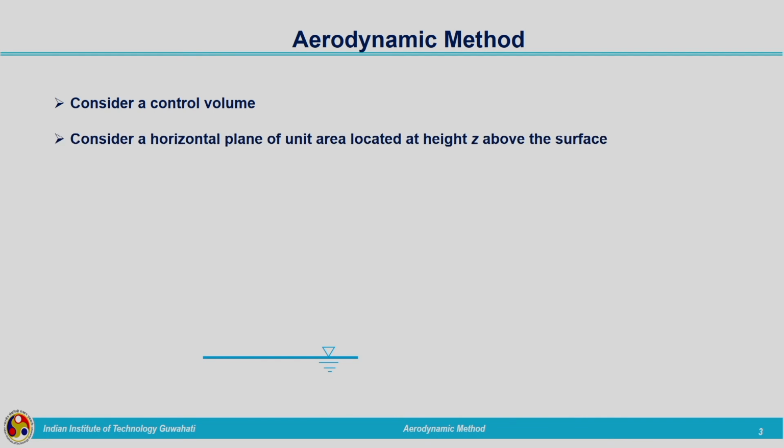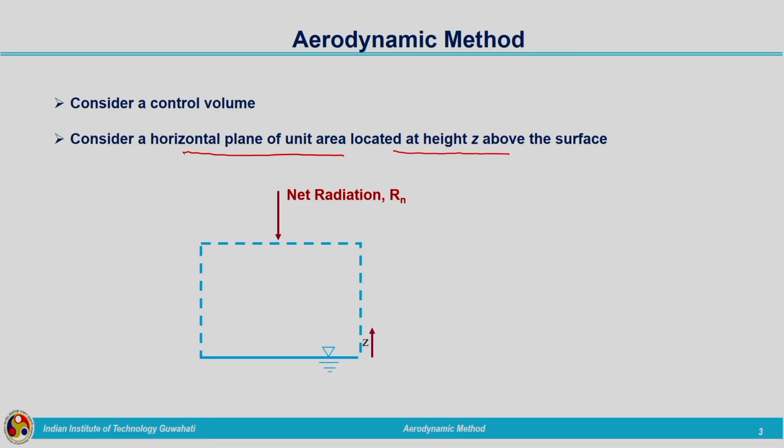For this also, we are going to consider a control volume. We will be considering a control volume just above the water body. Let this be the water surface, and consider a horizontal unit area located at a height z above the water surface. We will be considering the vapor movement in the upward direction, that is, the z direction is upward. So, this is our control volume, and heat energy is absorbed by the water.